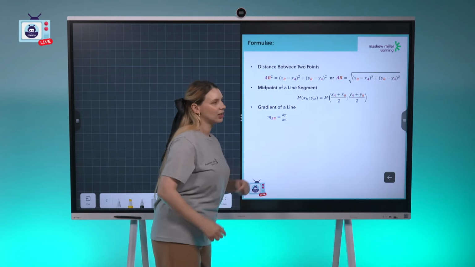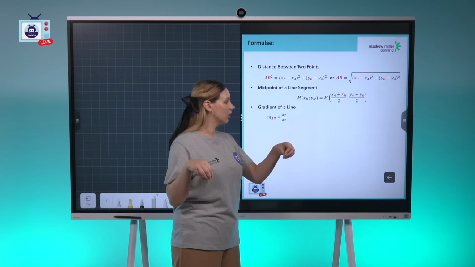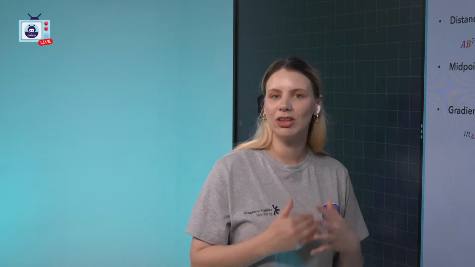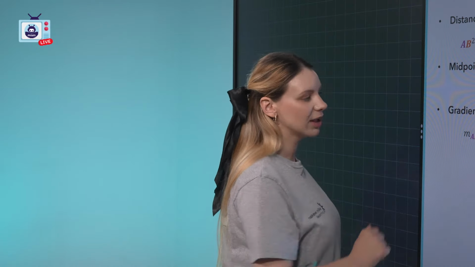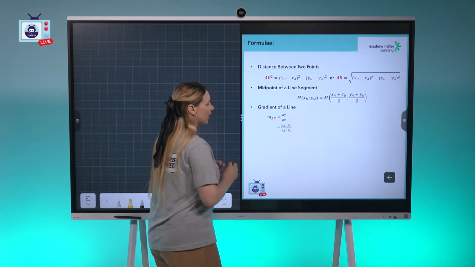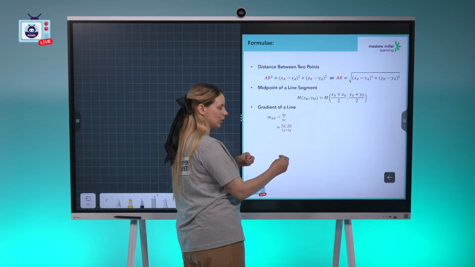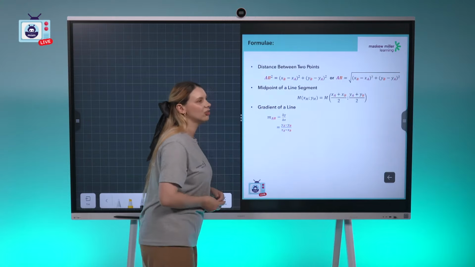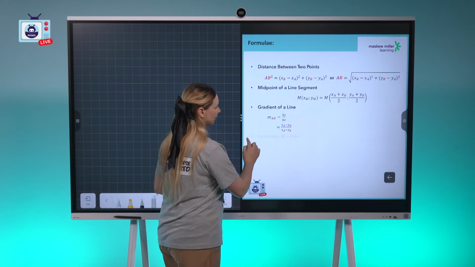The next thing is the gradient of a line. If we have 2 points on a line, we can get the gradient by finding the change in y over the change in x. So we simply take the 2 points and find the change in the two y-coordinates, and then divide it by the change in the two x-coordinates.